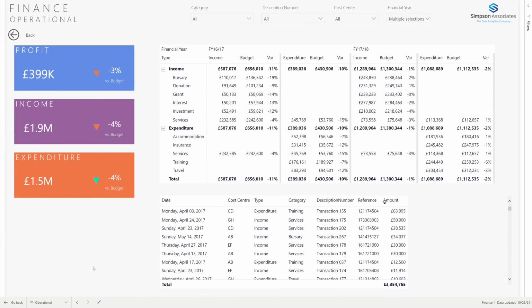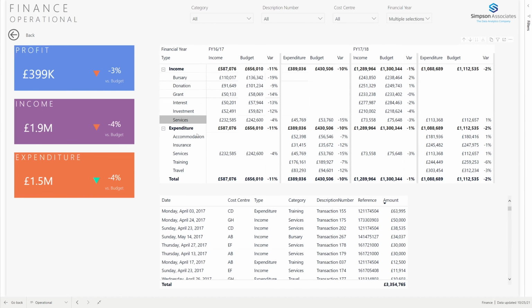is a sort of more traditional profit and loss page. So again, we've got the same cards to give a little bit of consistency with the total profit, income, expenditure, and comparisons to budget. But then we've got a nice traditional profit and loss table with income and expenditure categories. And then we've got income and expenditure values and their variances to budget.